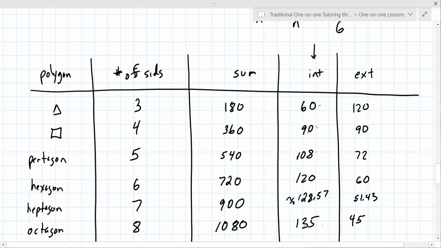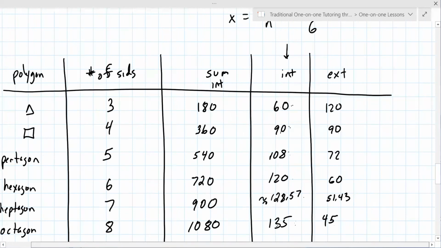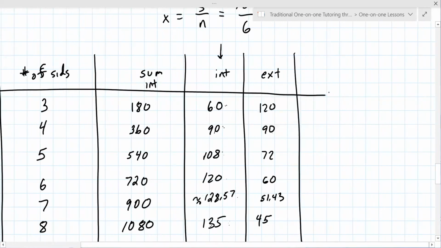What do they add up to each time? Does it add up to 60? What is 60 plus 120? 60 plus 120. Yes. That is 180. And what is 90 plus 90? 180. And what is 108 plus 72? 180. Very good. Okay. Now we also added up the sum of the exterior angles.